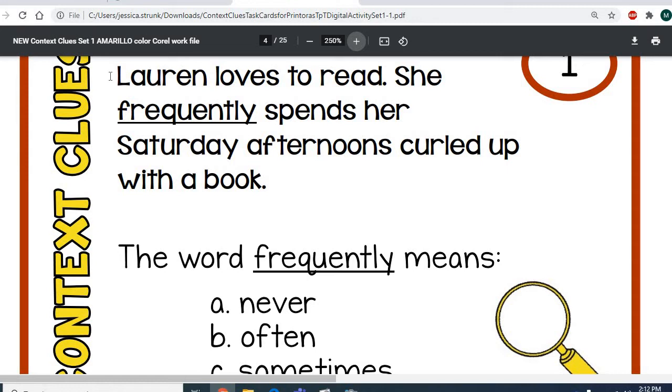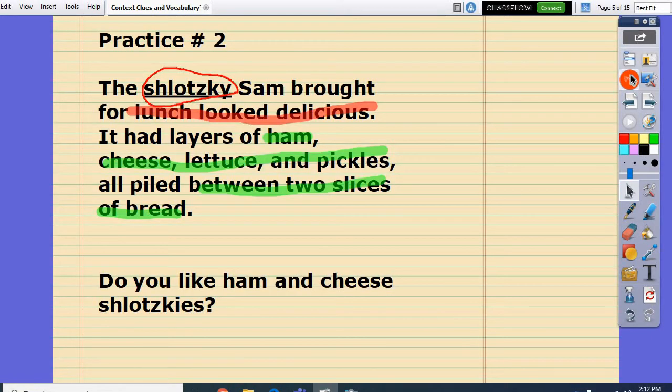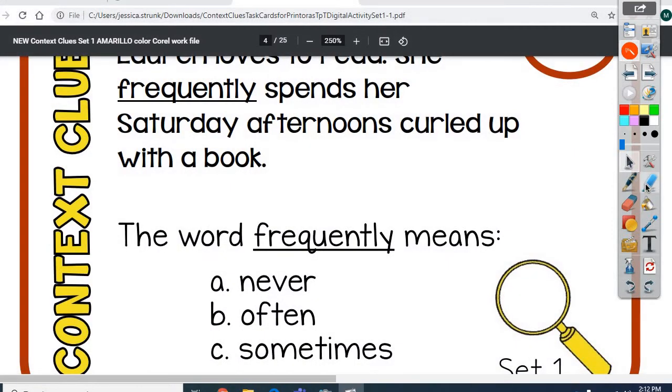Lauren loves to read. She frequently spends her Saturday afternoons curled up with a book. So we're trying to figure out what frequently could mean. Could it be never, often, or sometimes? Let's think about the clues. I'm going to get my marker real quick. There we go. Let's think about the clues in our little paragraph or these sentences we have here.